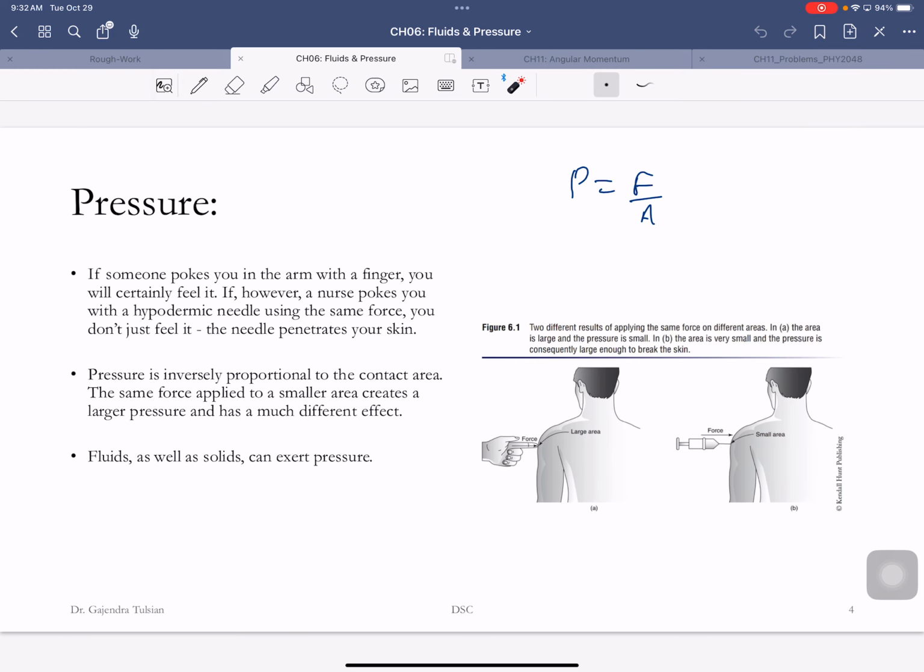Now what this diagram illustrates is, let's say you apply a force of 15 pounds with a finger, and you apply a force of 15 pounds with a needle. Okay, this hurts more. The difference is that force is being applied over a smaller area, so the pressure is greater. Okay, and a greater pressure will break the skin. Okay, so we saw that.